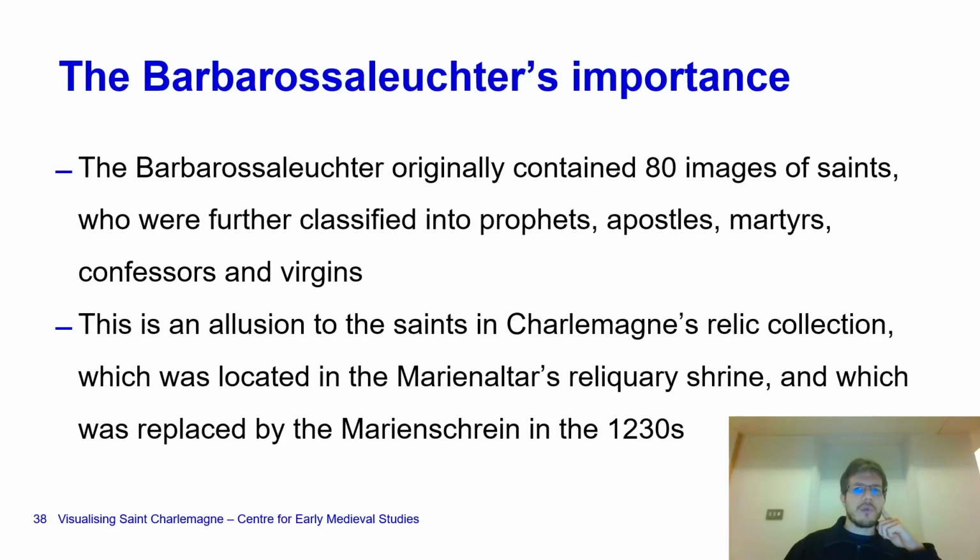Now, what we do know about the chandelier is that it contains 80 images of saints, who were then further classified into prophets, apostles, martyrs, confessors, and virgins. There are, however, to point out, 88 images in total, and it's not 80 images of saints, it's 64 images of saints, 8 images of the beatitudes, and 8 images of the cycle of Christ's life.